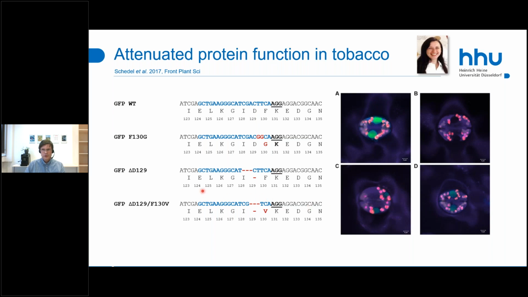So the take-home message here is that you can use this technology also in order to make proteins which have an attenuated protein function. This would be somehow similar to the RNAi approach, but would have the benefit that it's genetically fixed and you don't have to overcome a certain threshold to start the silencing effect. So here, or for lethal genes, by doing this, you may also find some viable plants.